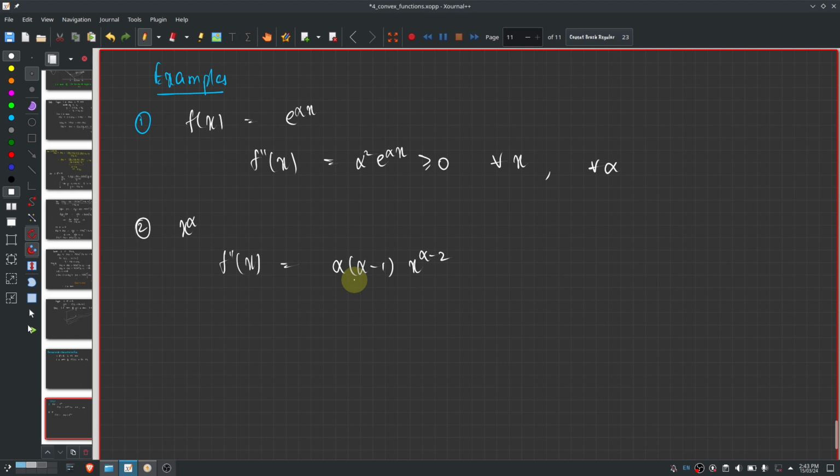For alpha equal to 1, what is x power alpha? It's x, right? It's a straight line. So is it convex? Yes, it is convex. It's both convex and concave, right? So that's a simple case, but when is this greater than or equal to 0?